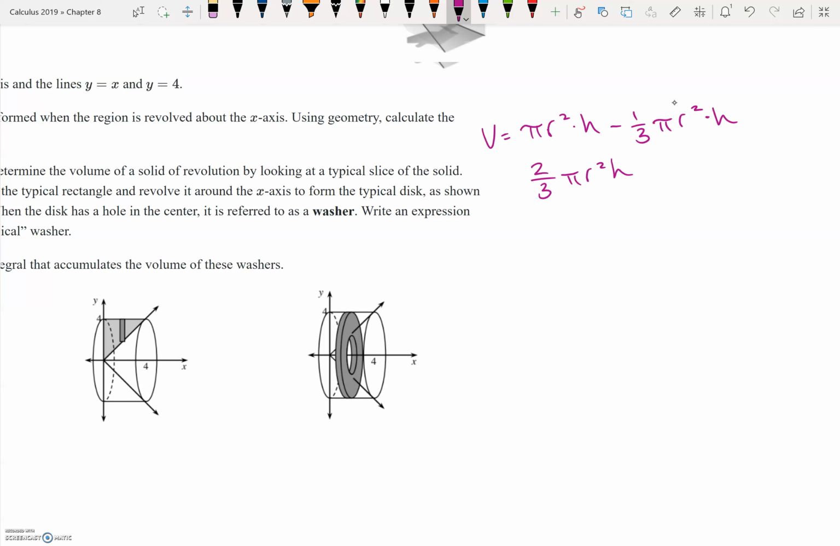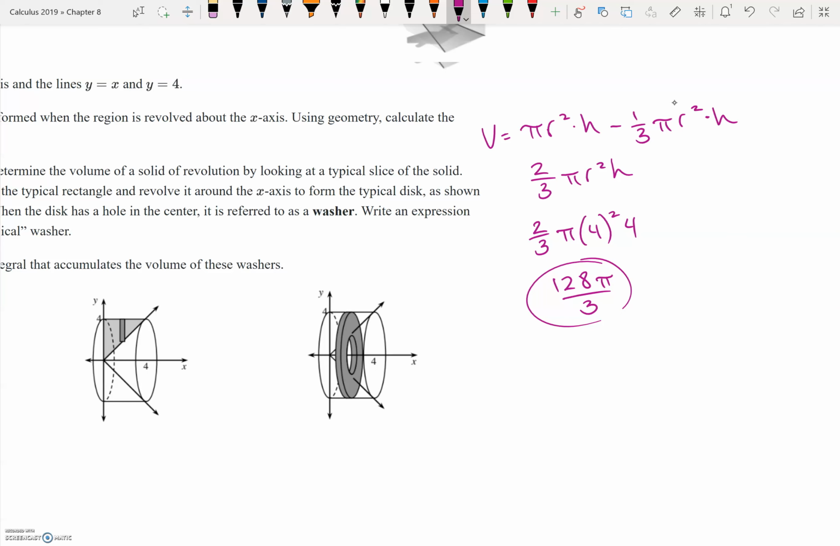So what is going to be our radius? Our radius of this is going to be 4, and our height is going to be 4. So we could just plug those both in. 2/3 pi 4 squared times 4. 4 squared is 16. 16 times 4 is 64. 64 times 2 is 128. So we get 128 pi over 3. So that geometrically is how we can find the volume of our shape.